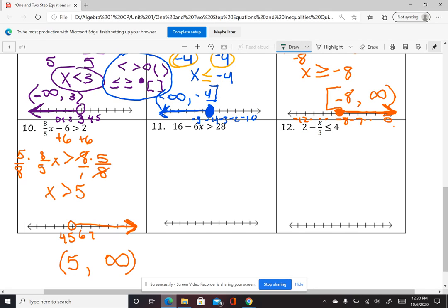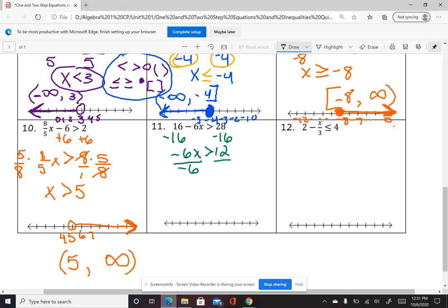Our next one, 16 minus 6x is greater than 28. Subtract 16 from both sides. So even though the 16 isn't second like it usually is, it's the one without the variable, so it's still the one we want to get rid of. And since it's positive 16, we're going to subtract it from both sides. That leaves us with negative 6x is greater than 12.